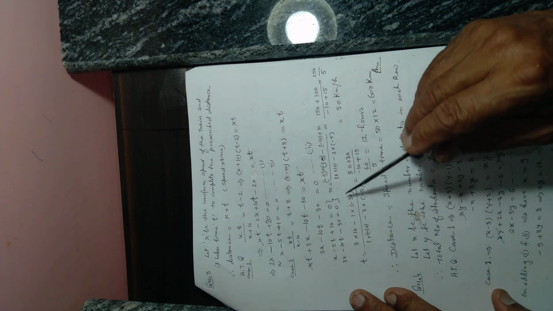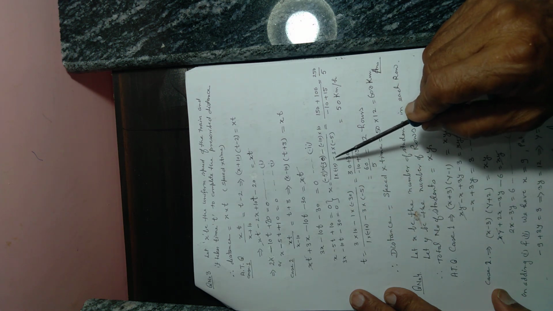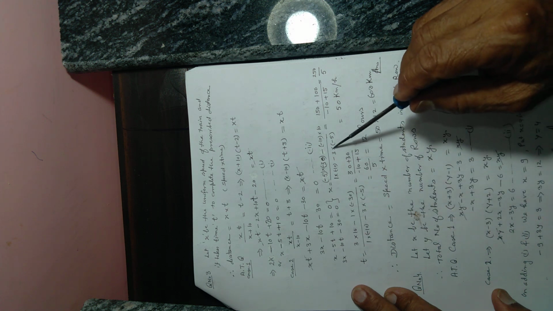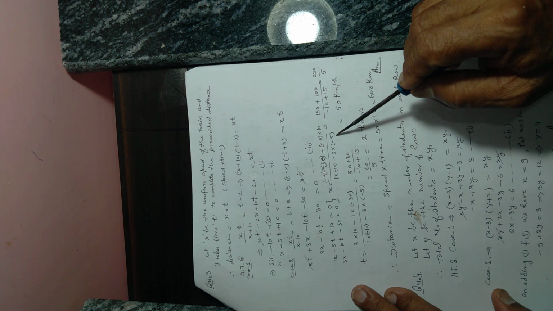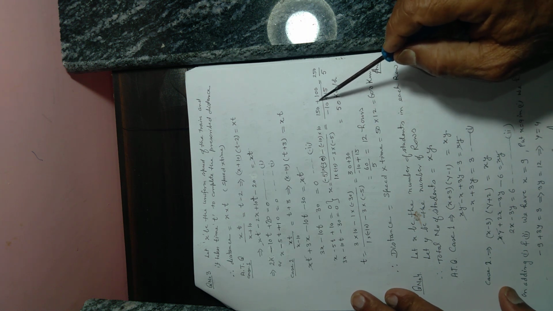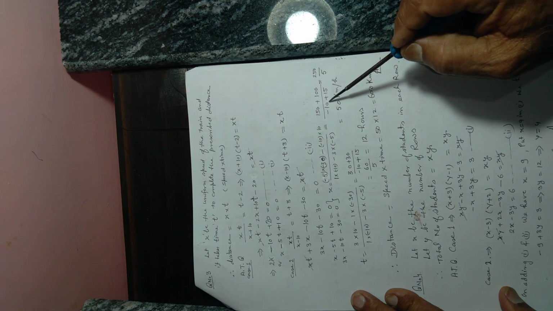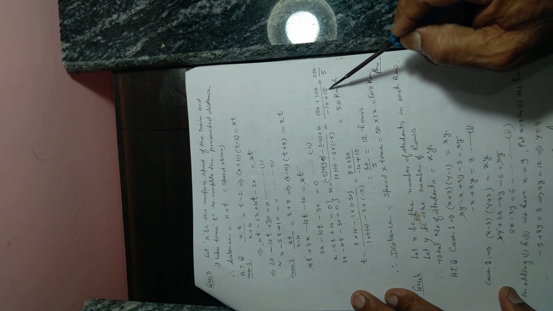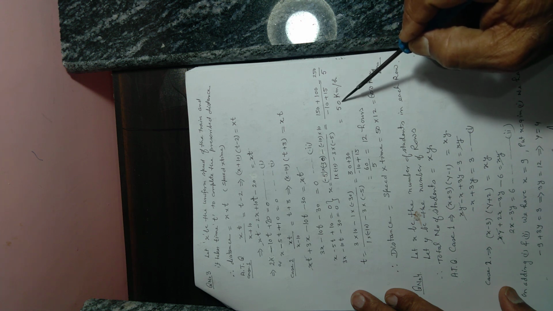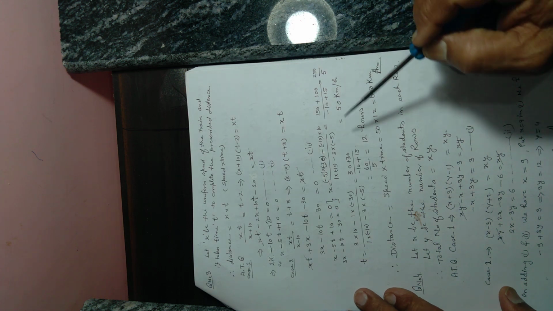You will get 1 into minus 10 minus 3 into minus 5. Solve it, you will get 150 plus 100 whole upon minus 10 plus 15. That will be 250 divided by 5. It will be equal to 50 km per hour.